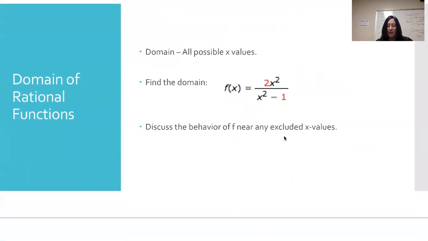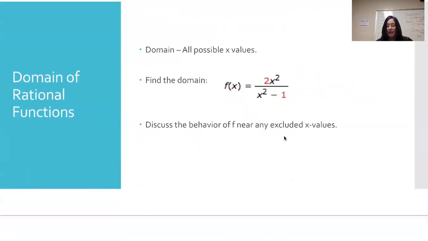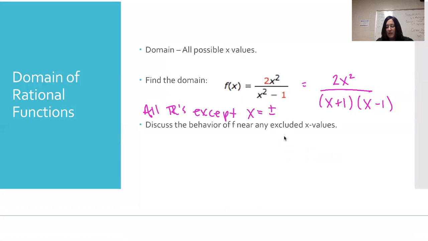The next thing, again, we have another one that's talking about domain. Sometimes it is necessary to factor. So we'd have x plus 1, x minus 1. Okay, so your domain would be all real numbers except x equals plus or minus 1. If you're doing that in interval notation, you would do negative infinity to negative 1, negative 1 to 1, and 1 to infinity. Discuss the end behavior near those values.